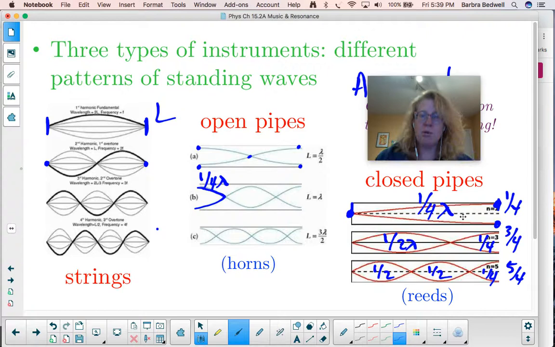I'll coach you through drawing these on the other one. I just wanted to show you an overview that these 3 different types of instruments have some different resonant wave patterns, or standing wave patterns. Strings are characterized by a pair of nodes. Open pipes are characterized by a pair of antinodes. And then closed pipes are characterized by one of each.